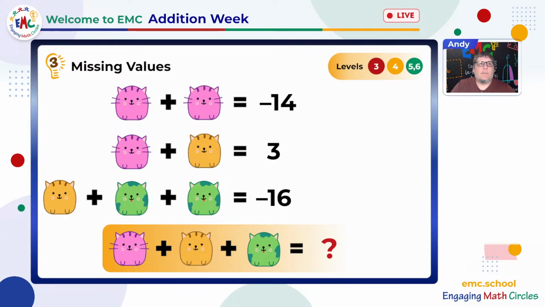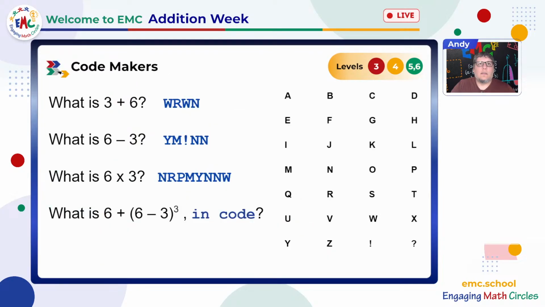Our second warm-up for the day is called Code Makers. What we're going to be doing is making a code for these answers. We've got some information. We're told that 3 plus 6 is WRWN, Werwin. Werwin is the answer to 3 plus 6. But what is the answer to 3 plus 6? Of course, that's 9. So we also know that Werwin is equal to 9.